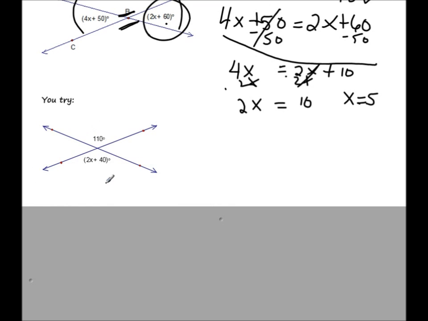Alright, now why don't you go ahead and pause the video. Same concept applies. Vertical angles are congruent. And we're going to do the same thing. We're going to solve for x. You try it.